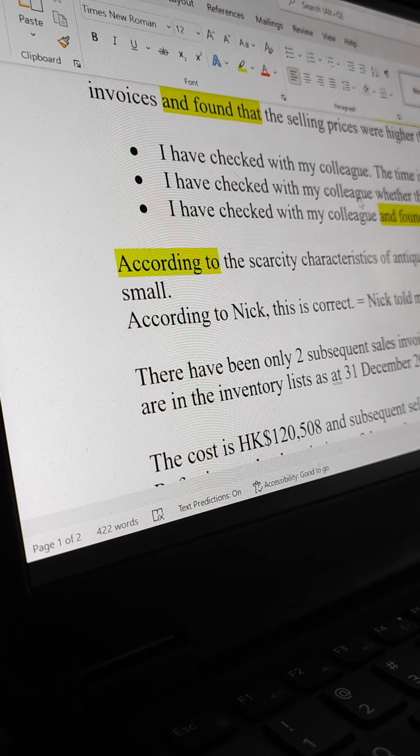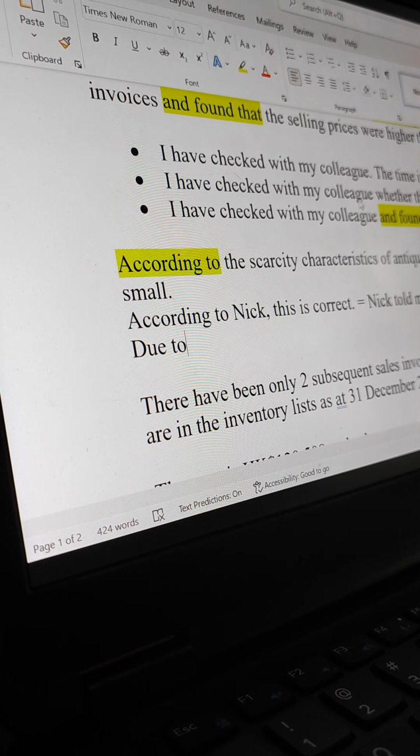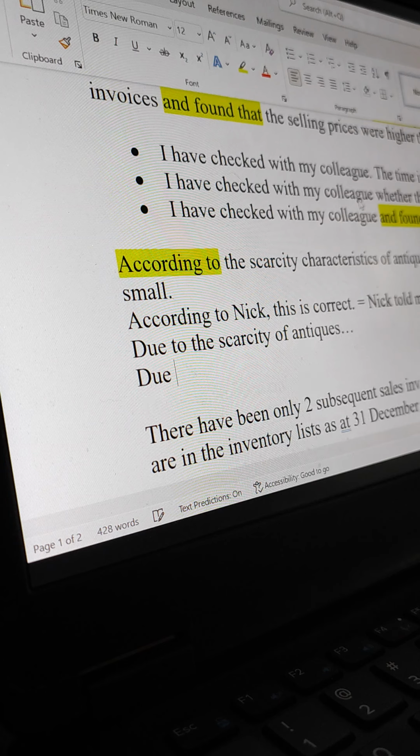Can I say because of the scarcity characteristic of antique? Yes, not because, because of. Because of is different to because. Or you could use due to. Now, I would not use characteristics. I would just say due to the scarcity of antiques. Or you could say due to the rareness.